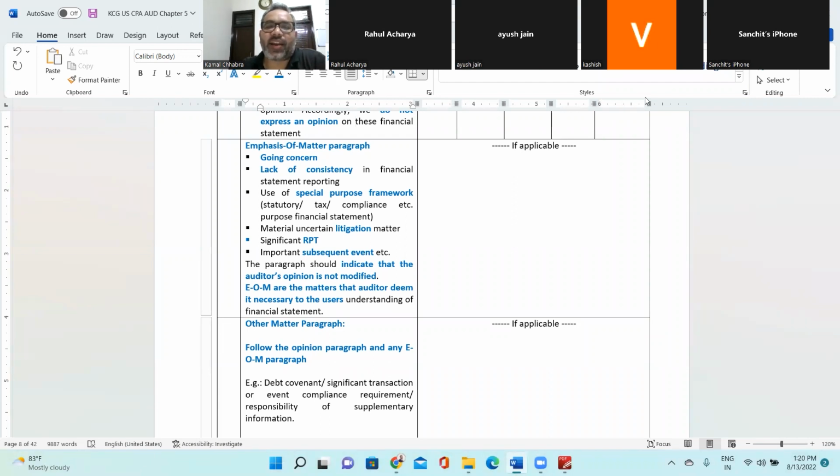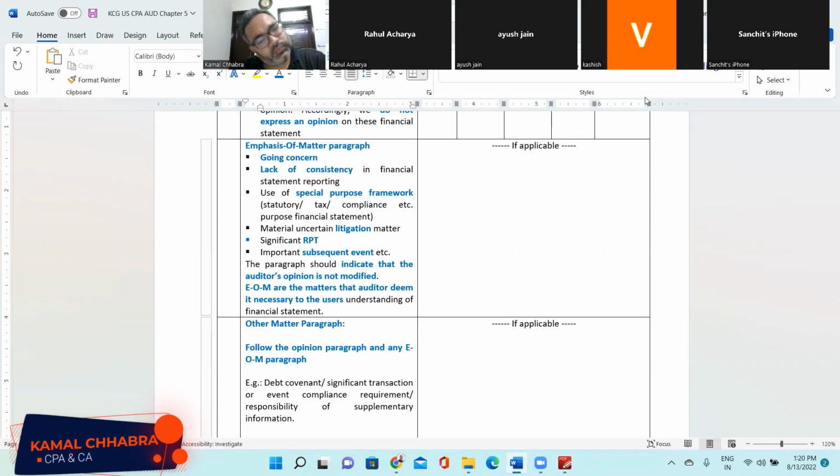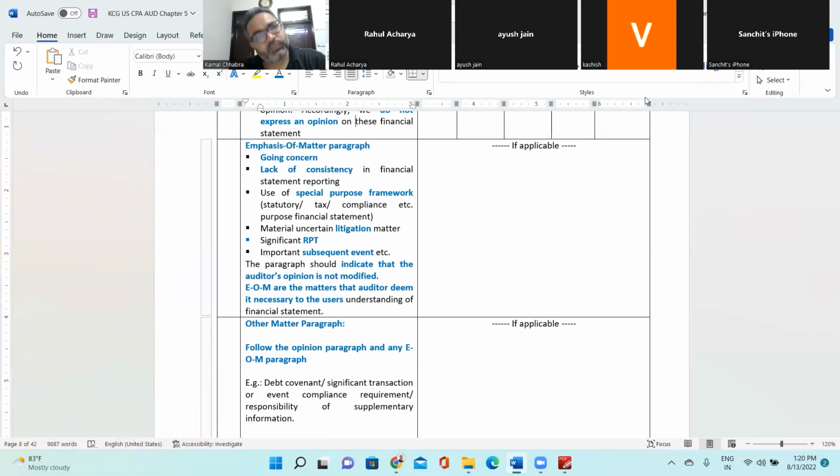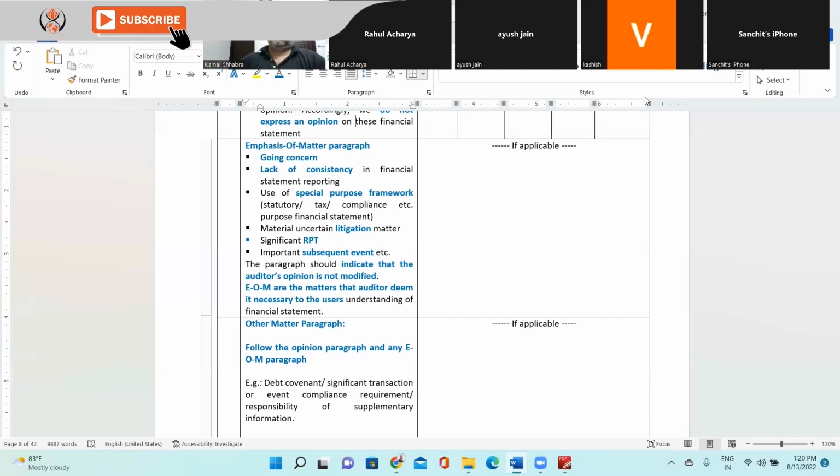Second thing is lack of consistency in financial statement reporting. What do you mean by lack of consistency in financial statement reporting? Lack of consistency can be like when we have a policy which was there last year, like the depreciation policy, we were following the straight line method. But this policy is not being adopted in the next financial year. That is lack of consistency. There can be other policies as well. What I feel. Anyone else would like to add?